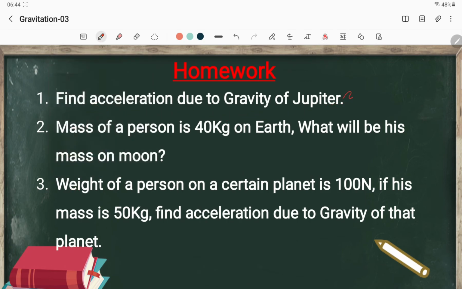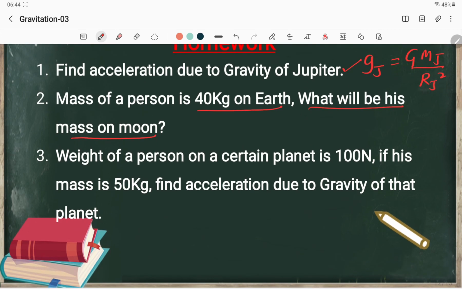What is the acceleration due to gravity of Jupiter? You know that acceleration due to gravity of Jupiter is equal to G into mass of Jupiter divided by Rj square. All right, you get all this data of Mj and Rj from Google, and you find out its answer. Mass of a person is 40 kg on earth. What will be his mass on the moon? Okay, so look at this, just think about it. What is the answer? If you want, comment down in the comment section, so I will make a separate video on this homework. So weight of a person on a certain planet is 100 Newton. If his mass is 50 kg, find acceleration due to gravity of that planet. Okay, so these three questions are there. Please make sure that you are solving them to strengthen your topic.